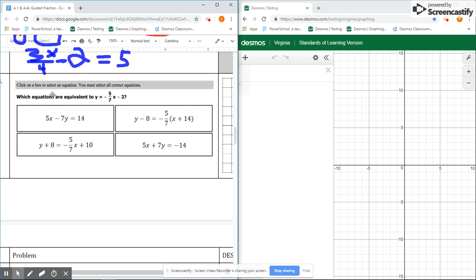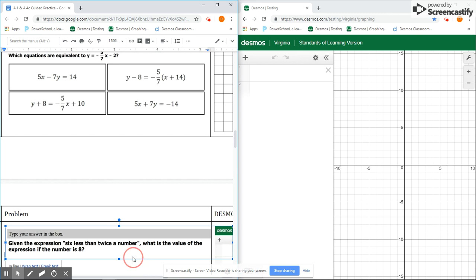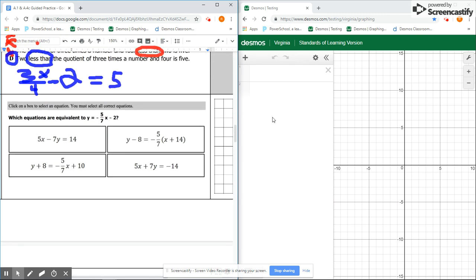Click on a box to select an equation. You must select all correct equations. A couple different things we could do here. We could solve each of these equations for y and make sure that it's equal to this, or we can just go ahead and use Desmos. I'm going to flip over to Desmos and plug these in. We have y equals -5 over 7 x minus 2, and here's my line. We need to see which of these 4 equations are equivalent, and we must select all equivalent equations.